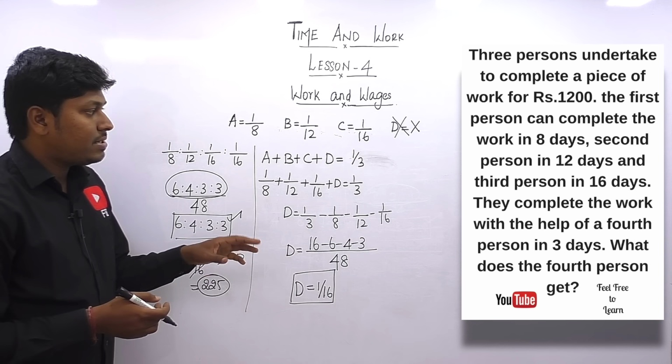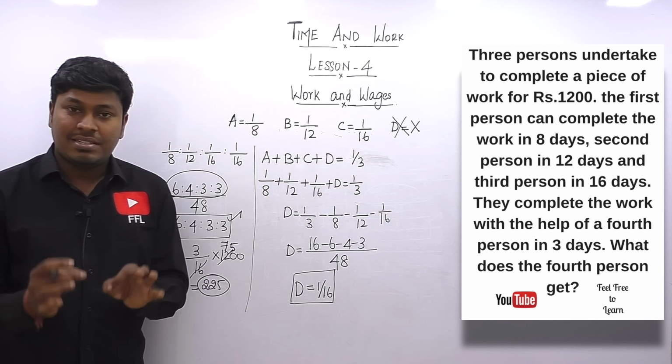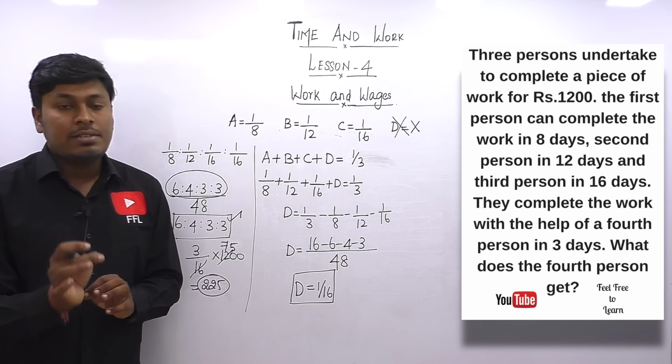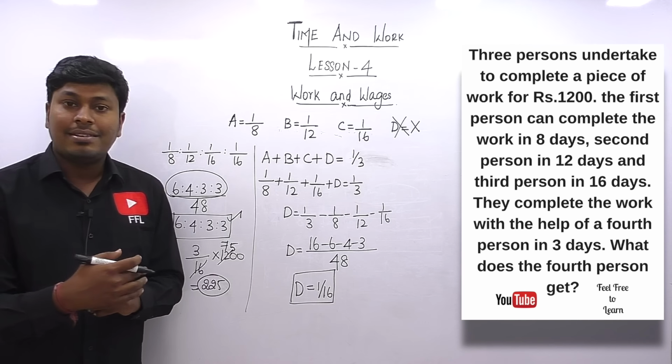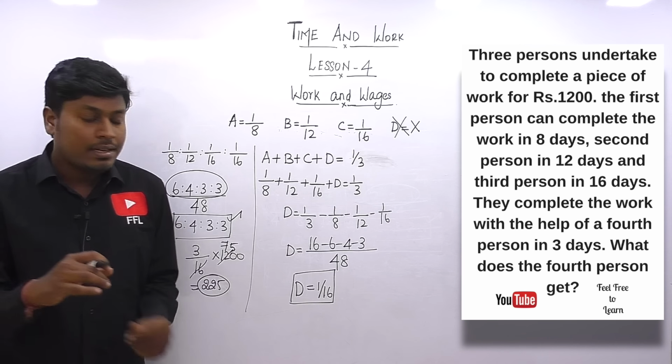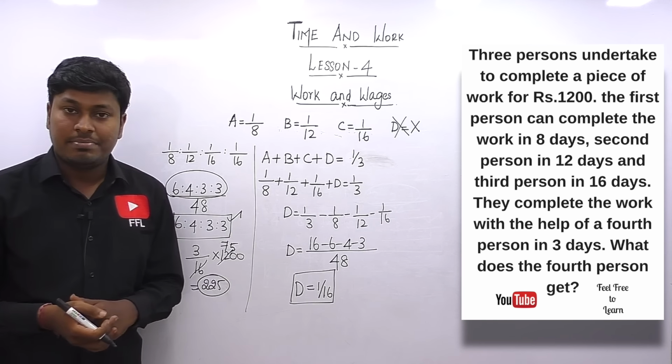So, interesting question. The only thing is, you need to first of all find the work done by all the 4 persons, that is 1 day work. Then find the parts of work done by all the 4 persons. Then at the last, find the share of the persons.